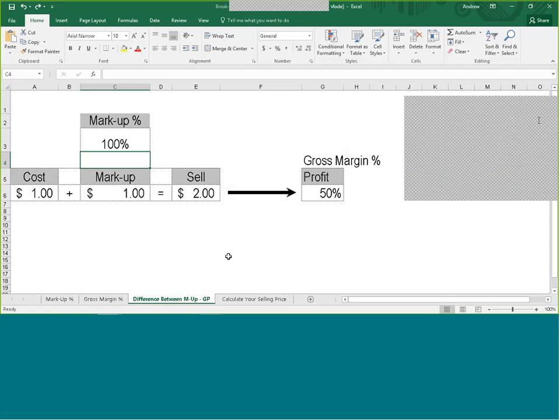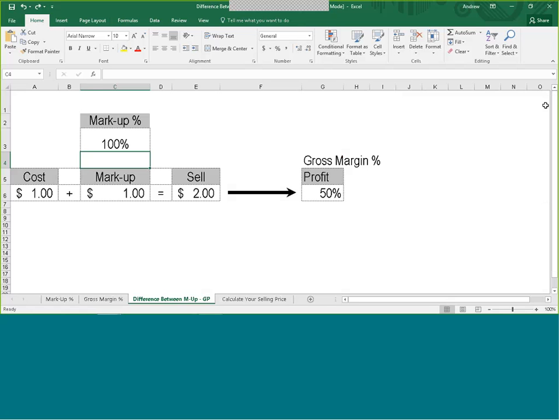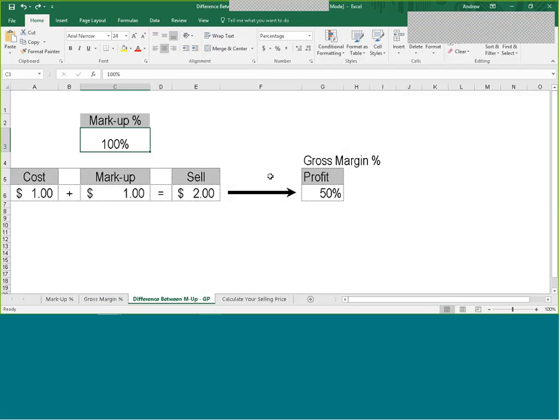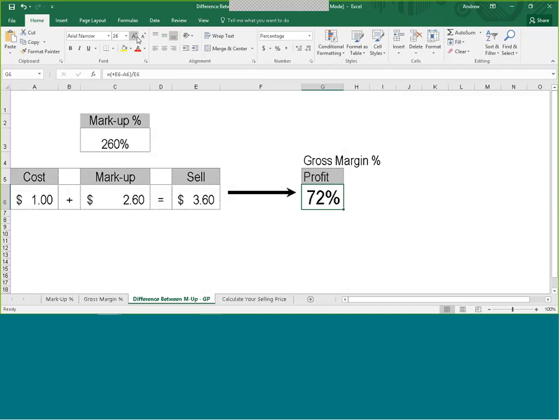Let me show you another interesting template. I want to show you the difference between markup and gross profit margin. Let's use an example. One of the fashion people said to us that they add markup onto their product, okay? Let's use that example. Let's say my markup is 260%. This will tell you exactly what the gross profit margin is. There you go. If your markup is 300%, it calculates what the gross margin is.